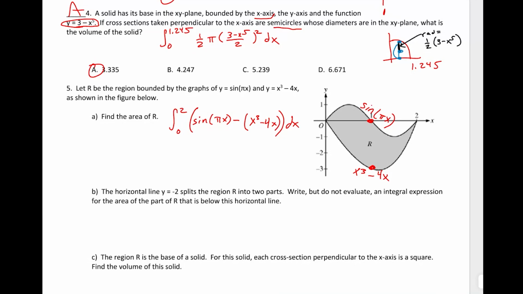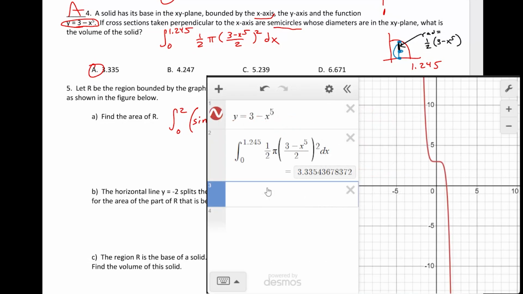So yeah, let's go ahead and type this in. We've got the integral from 0 to 2 of sine of pi x minus (x cubed minus 4x), all that dx. Wow, we get exactly 4.